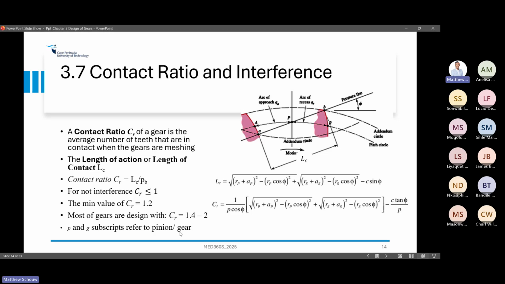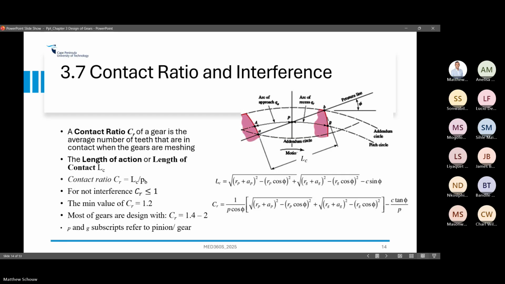Which is supposed to be part of gearing, but I didn't see it in the textbook. So I'll just mention it to you, but obviously whatever's covered in the textbook will suffice for what it's worth. Okay, so we'll be looking at something called the contact ratio.